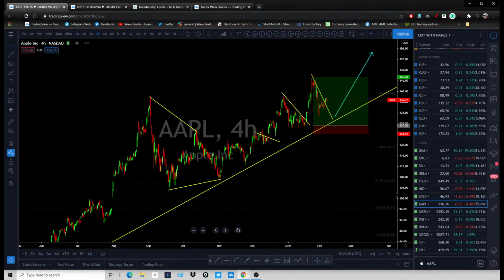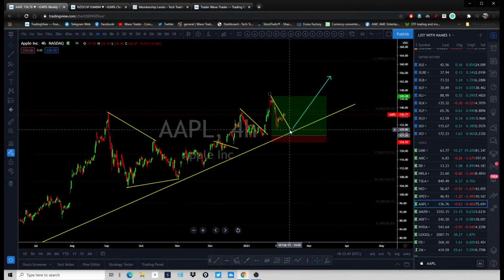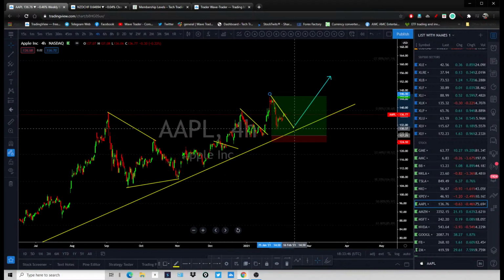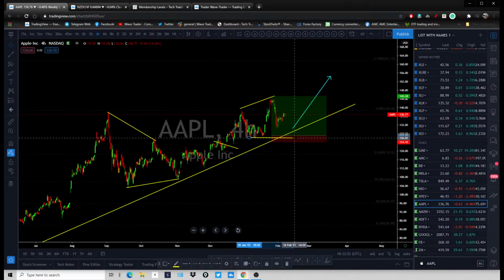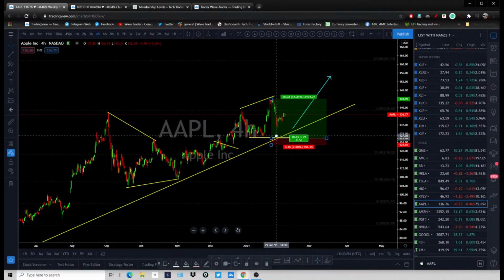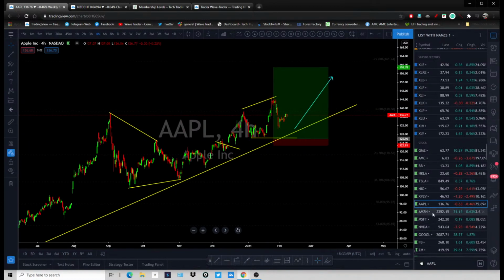Apple is also the same as Tesla. Breakout is already happening over there, but it's pretty slow. So it's better to wait for the expanding triangle formation. If price visits that bottom, that floor, then you're looking for this next leg all the way back to the previous top or a new high.